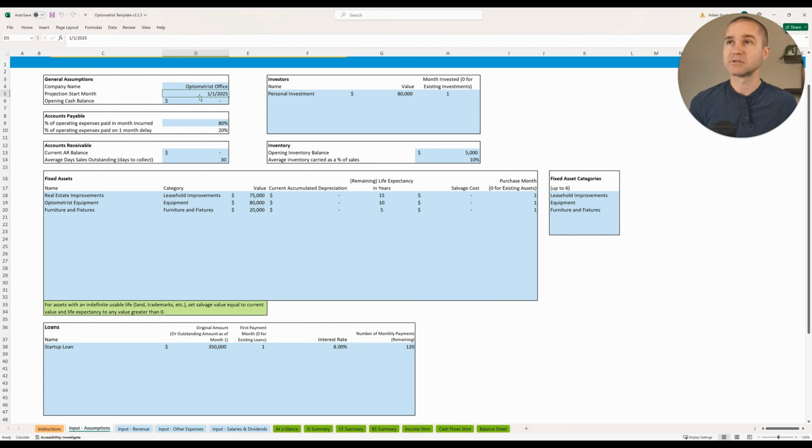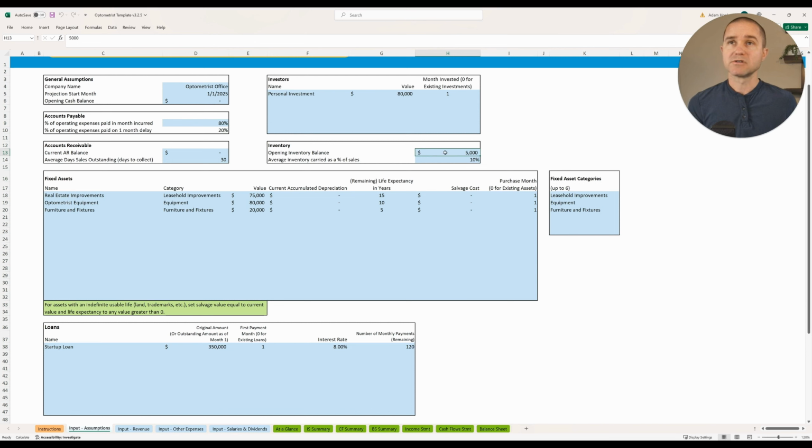We're starting our projection here on January 1st. We're going to assume this is a startup, so we have zero opening cash balance, but we're going to put in $80,000 of our own money as an initial investment to get the practice off the ground. So we put that in month 1. And we are going to assume accounts payable. This means that we're going to pay 80% of our bills and expenses in the month that the expense is incurred. Some of our vendors may give us terms where we can pay in 30 days, and so that's what we're assuming here, that 20% of our bills will be paid in 30 days.